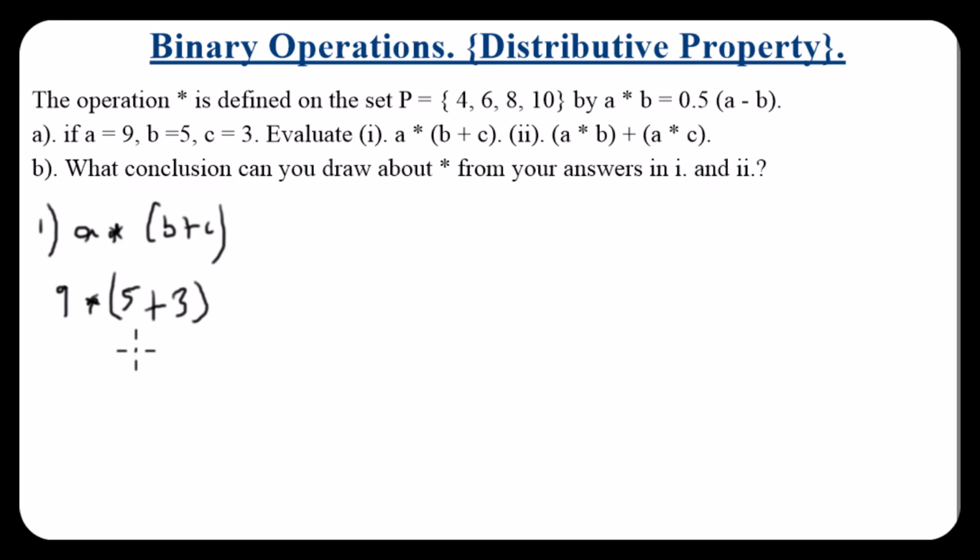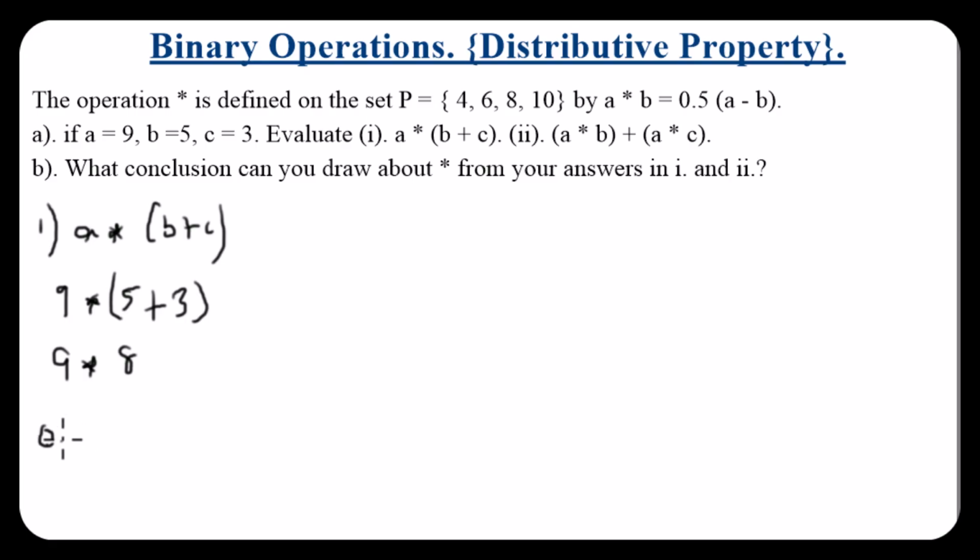So treat the one in the bracket first. Treating the one in the bracket first, we have 5 plus 3 gives us 8, and then 9 star 8. Now when we see star, how do we define star? A star B is equal to 0.5 in the bracket of A minus B. So this will be the same thing as saying 0.5.